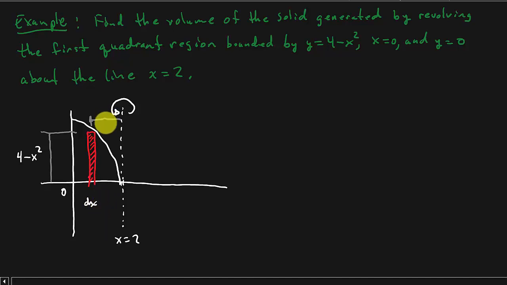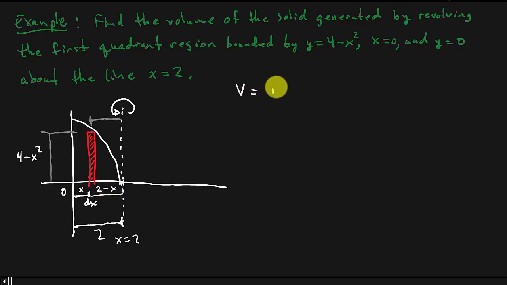And then I need the radius here. Remember, the radius is measured from the line you're revolving it about to the rectangle. Well, I know from here to here, that's x. So what would this distance here be? Well, I know from here to here is 2, right? So this would be 2 minus this x here, 2 minus what's left over. And so there's your radius.